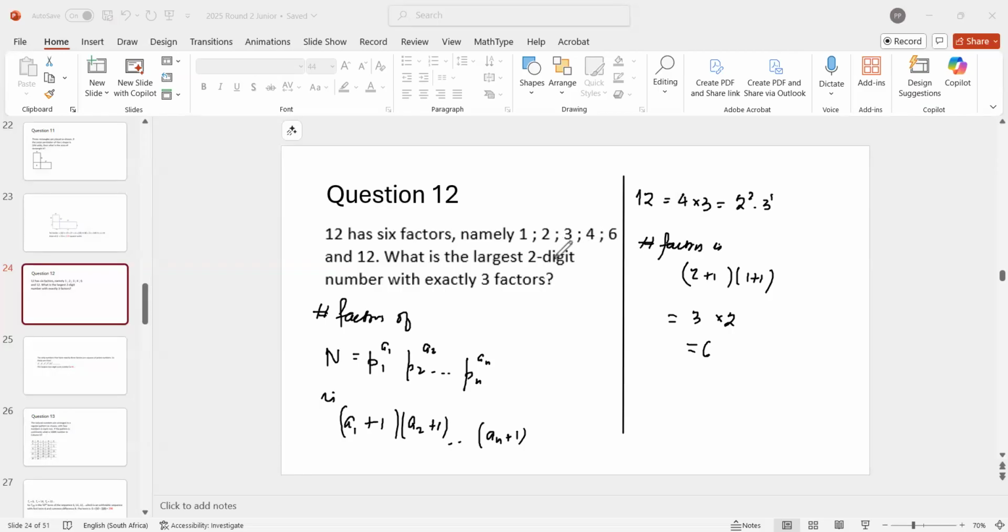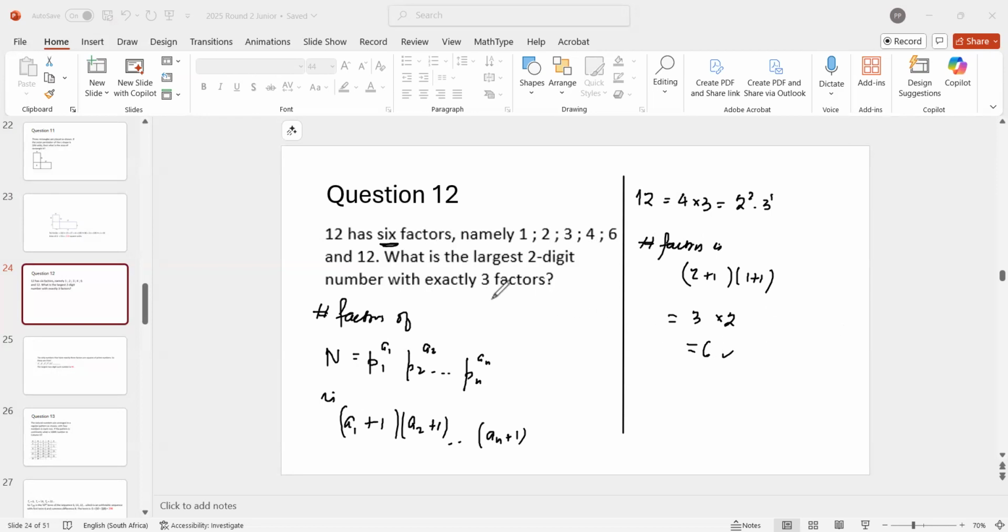So you can see, 12 has 6 factors. That is right. So you see it works here.